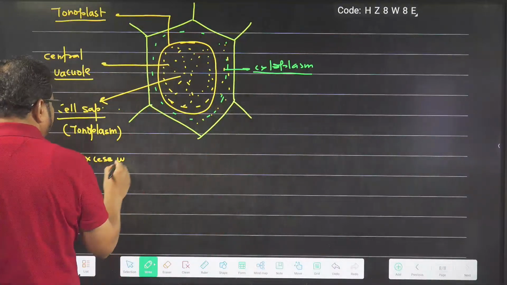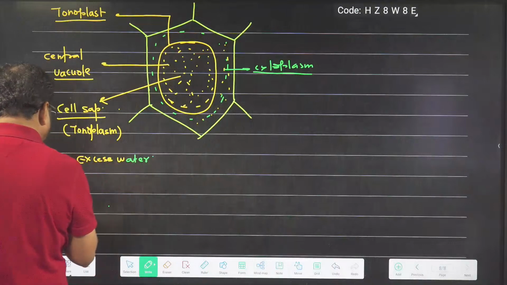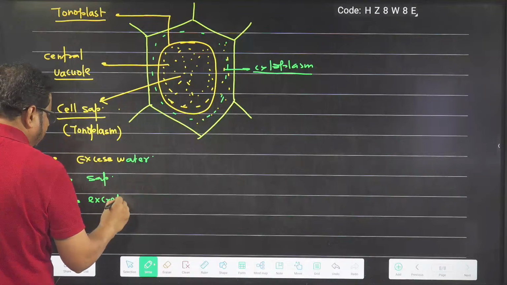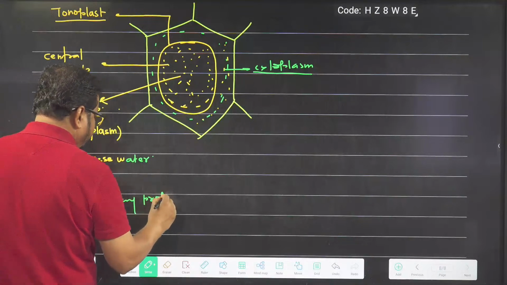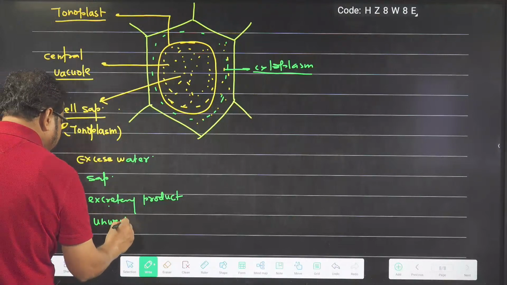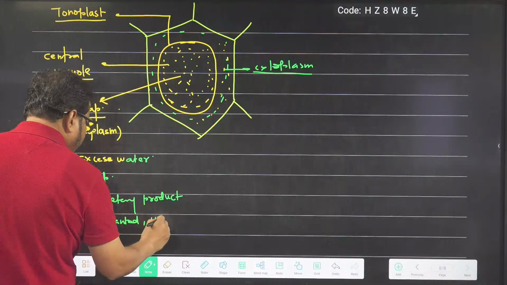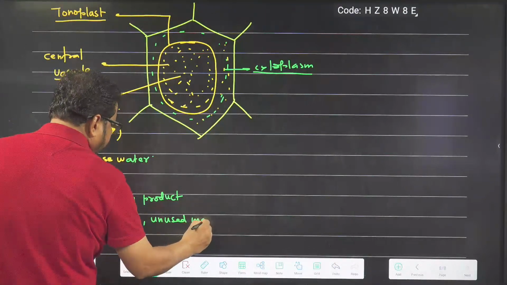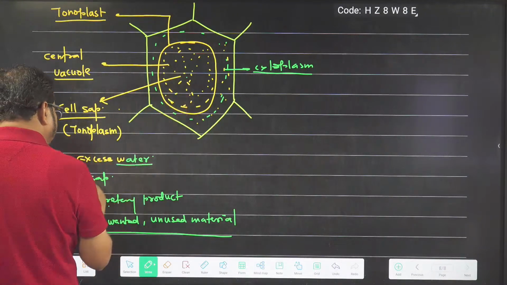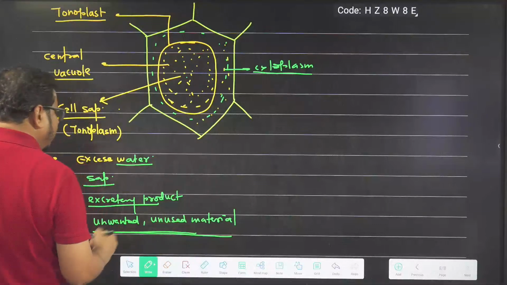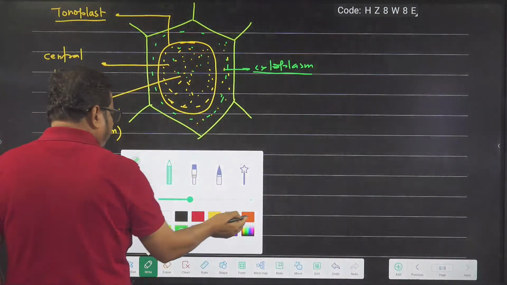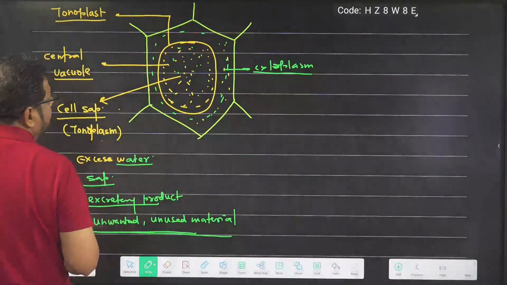So what is present inside the vacuole? Excess water is present, sap is present, excretory products are present, and unused, unwanted materials of the cell. These are present inside the vacuole. So inside the vacuole, there is water, sap, excretory product, or unwanted or unused material. It is working like a storehouse of the cell. Are you getting the idea?